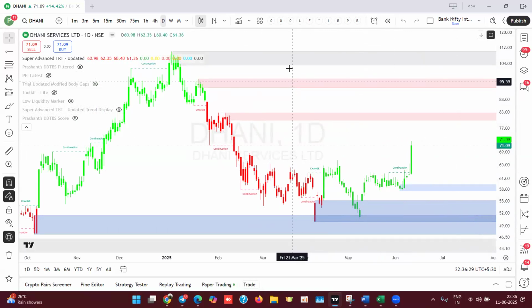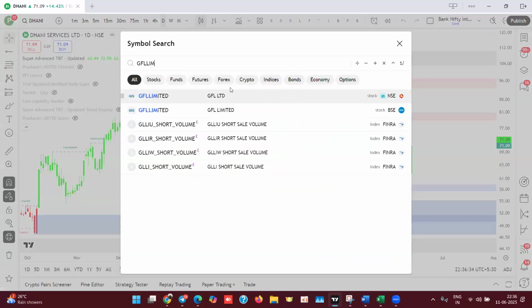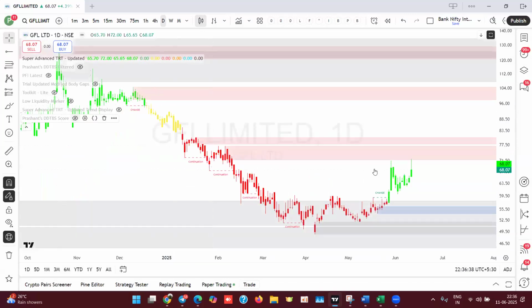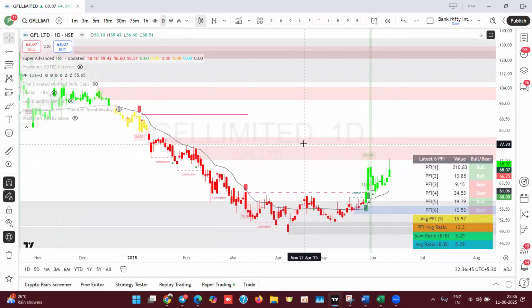So Sidhu wants to check GFL Limited. GFL Limited. So GFL Limited has created an uptrend and PFI.